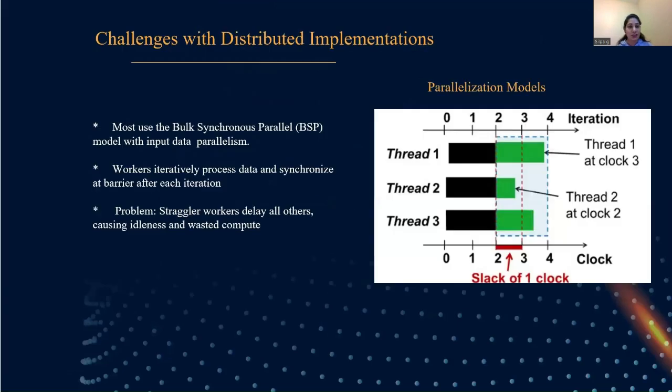And coming to the next slide, challenges with distributed implementations. Most use the bulk synchronous parallel model with input data parallelism. Here, BSP requires synchronization barriers after each iteration, and SSP relaxes this by allowing a bounded slack, letting fast workers progress ahead to some extent, but it doesn't fully address significant stragglers. And these iterative ML algorithms use the BSP model and also SSP.